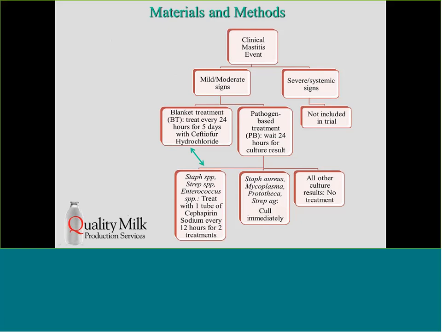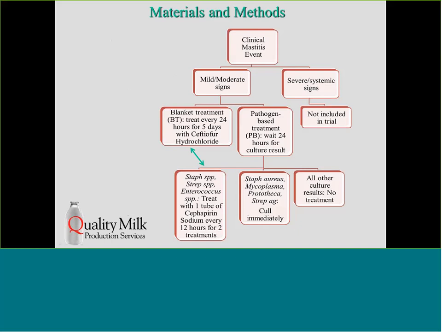So here it is in a little bit of a flow chart, if this helps. So there was a clinical mastitis event. If she had severe systemic signs, she was not included in the trial. And I'll let you know now that that turned out to be, I think, 15 or 16% of the cows, like every other dairy. If she had, like 85% of the cows across the country, mild or moderate signs, right, she got assigned to either the blanket therapy group or the pathogen-based treatment group.